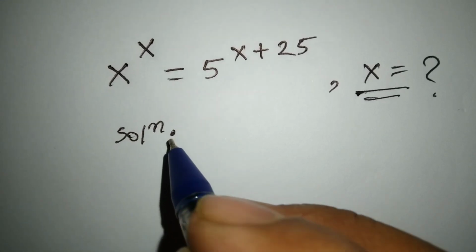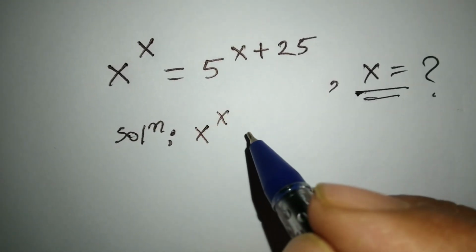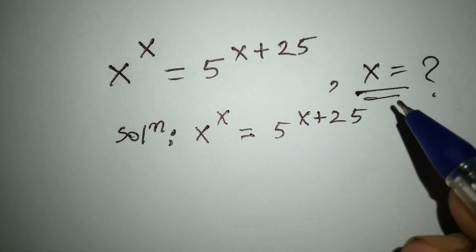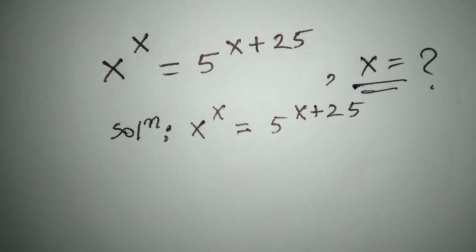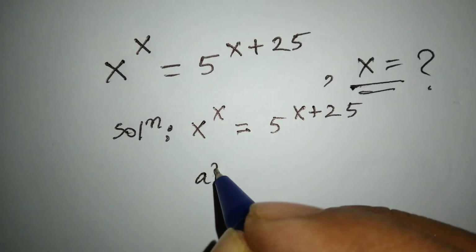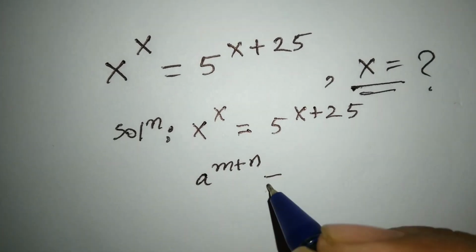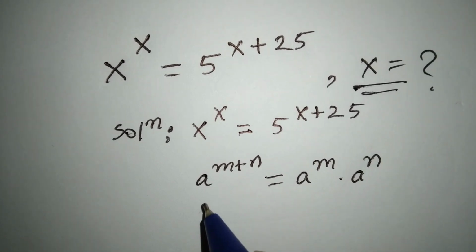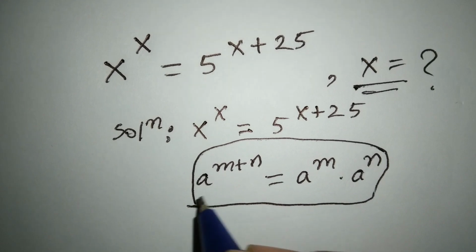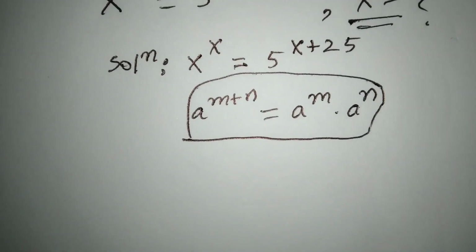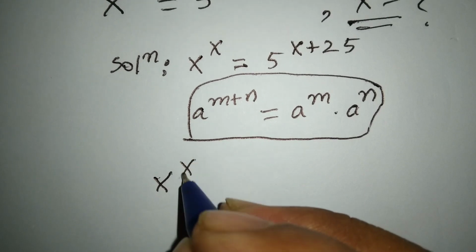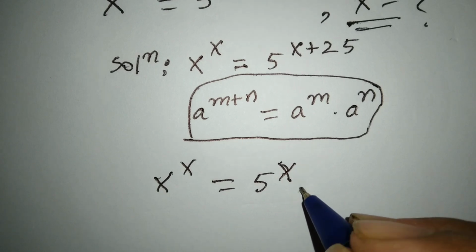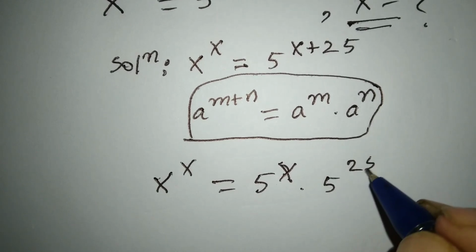Solution: x to the power x is equal to 5 to the power x plus 25. We know an exponential formula, which is a to the power m plus n is equal to a to the power m times a to the power n. According to this formula, we can write this line as x to the power x is equal to 5 to the power x times 5 to the power 25.